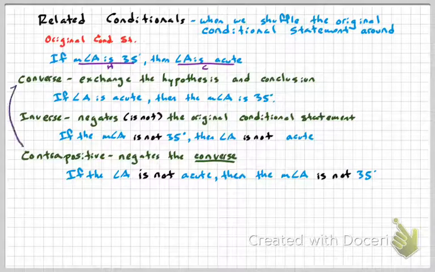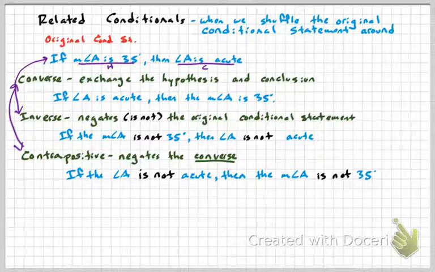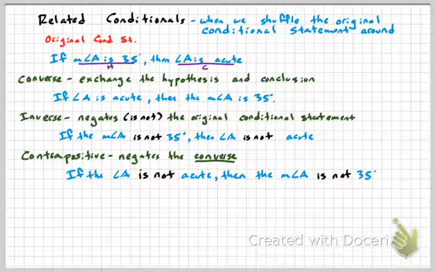So these two have the same order, and these two have the same order. However, inverse and contrapositive are negating. Okay. Now, one thing you'll notice, guys, is if the original conditional statement is true, then the inverse will always be true. And then if the converse is true, the contrapositive will always be true. But it's not always the case that everything will be true. Okay, there's only certain specific scenarios where everything becomes true.